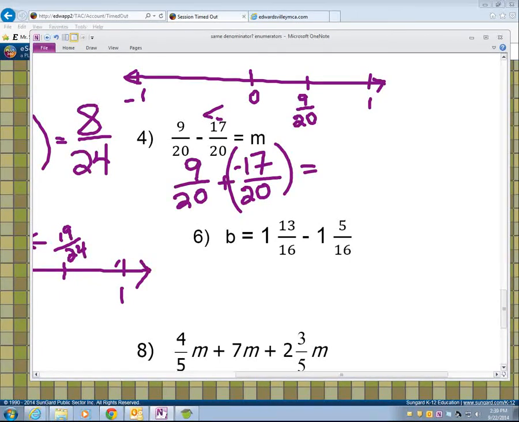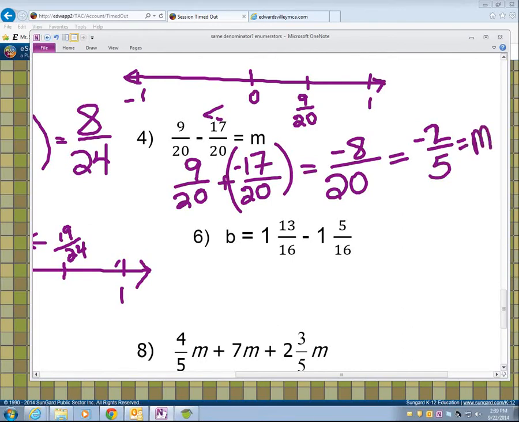Yeah, Raven. -8, you are correct. Which simplifies to -2/5 equals m. -2/5 equals m. How are we doing? Any questions?